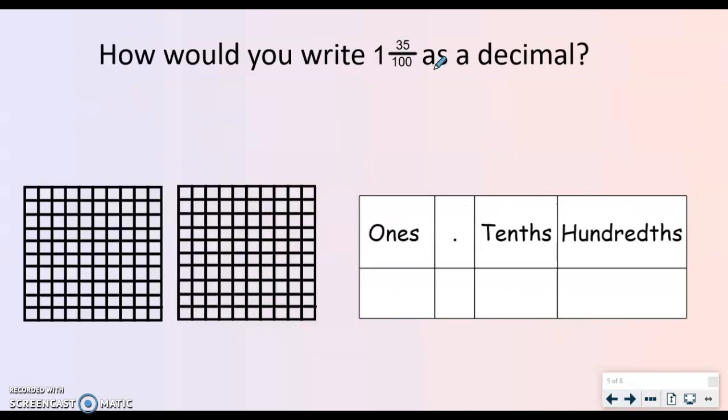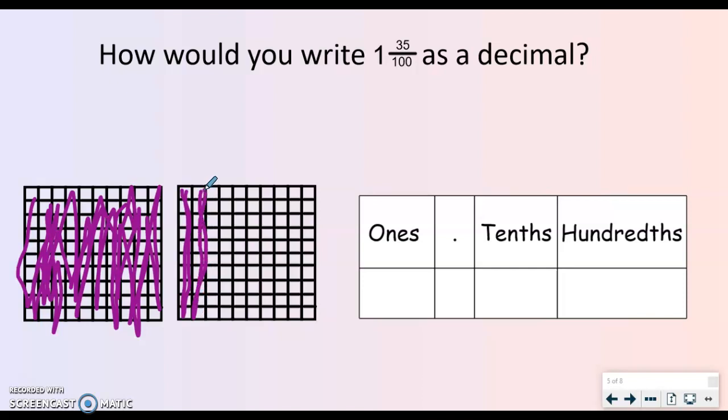Alrighty, and now we can also do this with mixed numbers. So if I had 1 and 35 hundredths, how would I write that as a decimal? Well, my 1 whole would mean that this entire first block here would need to be shaded in. And then the 35 hundredths, so the 3 here is 30. Well, like I said before, there's 10 of these little squares in each column. So if I shade in a whole column, that would be 10, and then 20, and then 30. So now I've got 30 hundredths shaded in.